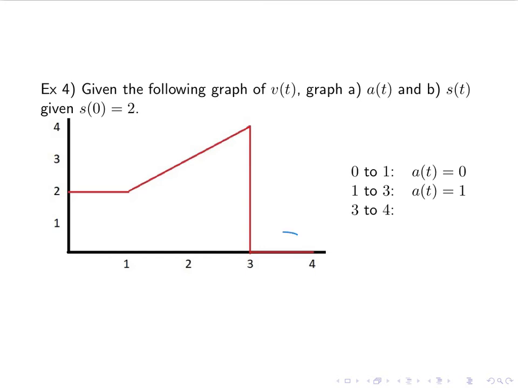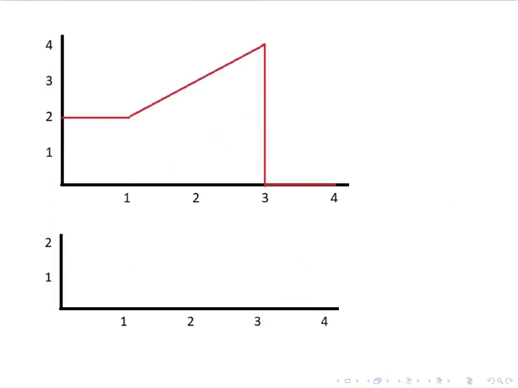Lastly, we've got 3 to 4. It's another horizontal line, so its derivative is again 0. So when we graph it, it's not going to be terribly interesting. From 0 to 1, the acceleration is 0. From 1 to 3, it's 1. And from 3 to 4, it's back down to 0. So that is the acceleration, or the derivative. Next up is position, which is the integral of our original graph, which was velocity.